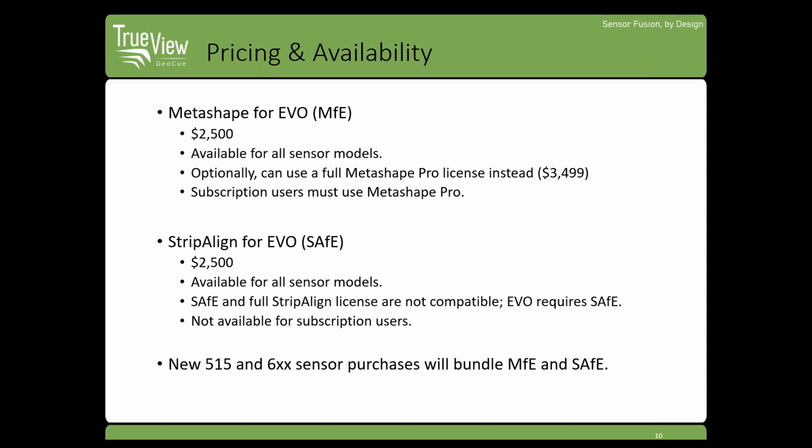StripAlign is also available for all sensor models. However, we don't have the same interaction. You can't use a full StripAlign license, should you be one of the people that have those. It's not compatible with the EVO workflow. So to run StripAlign in EVO, you do need a SAFE license. And it's not available currently for subscription users. We're working with BaseMap on that. Hope to have a solution there for subscription users in the future. But currently, you don't have access to SAFE if you're a subscription user.